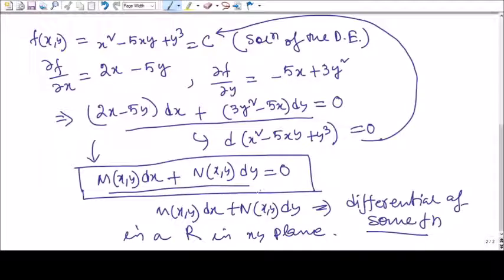Now we will discuss the criteria for a differential equation to be exact.